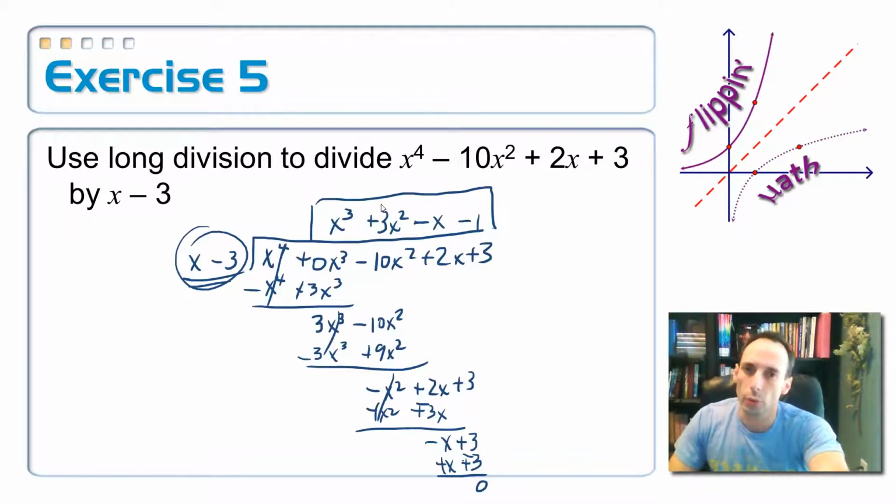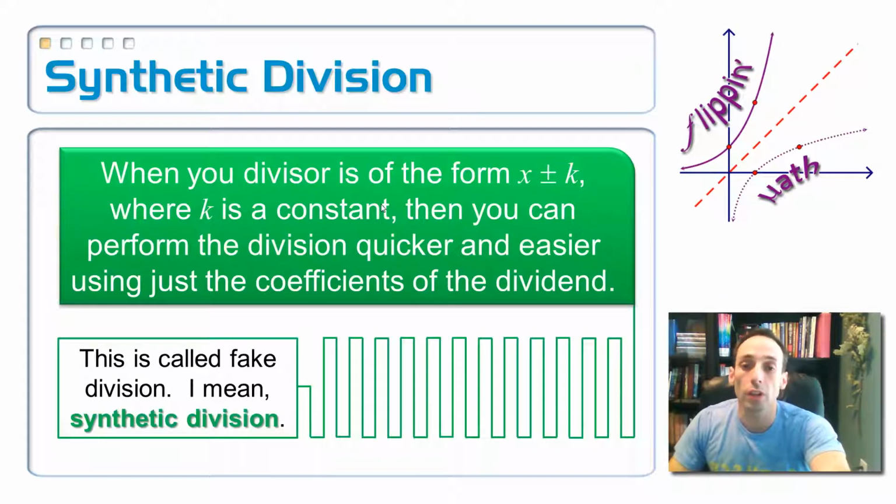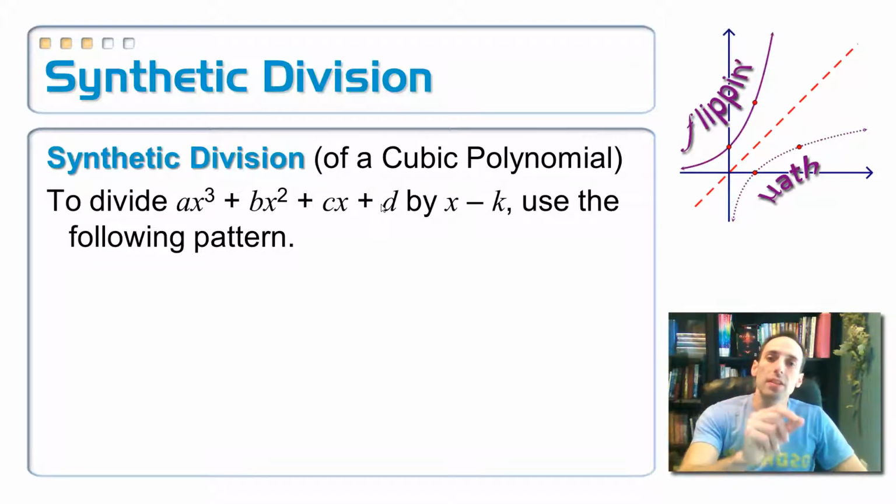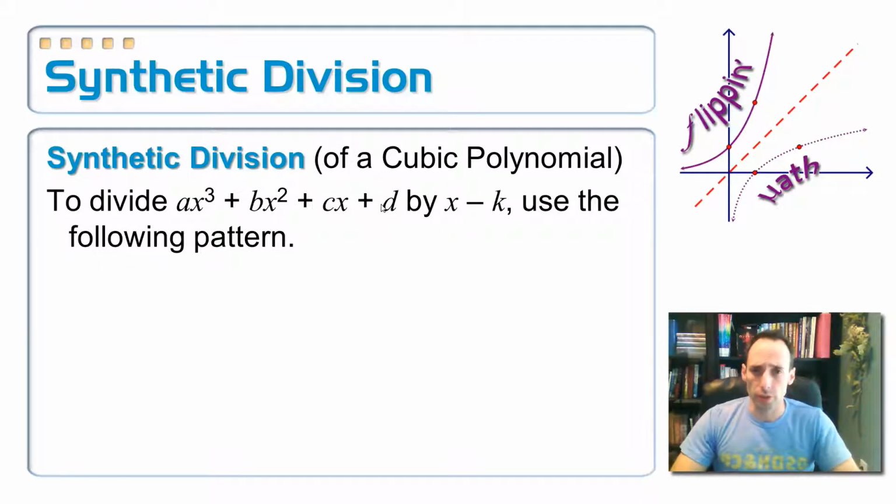But I'm going to tell you it's a little weird. Okay, so first of all, I only use the coefficients. I get rid of all the variables and stuff. Okay, so the demonstration here involves a cubic polynomial being divided by x minus k. But the pattern would be the same if it is a quartic or a quintic or whatever it might be. Okay, so again, I just use the numbers.